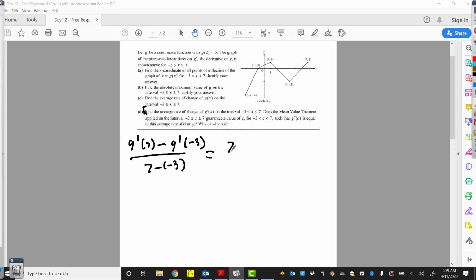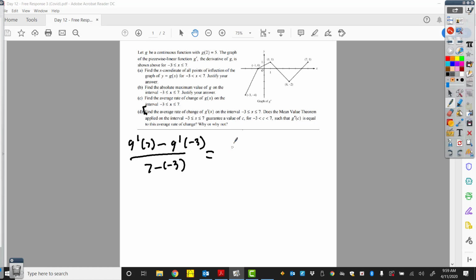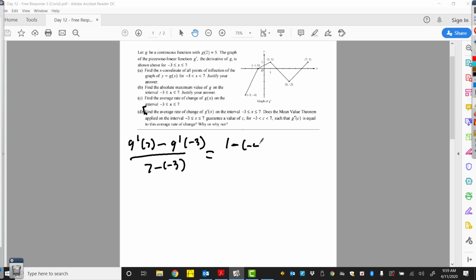All right, so 7 minus -3. We'll set this up to be g prime of 7, which is 1, minus -4 over 7 minus -3. 1 minus -4 gives us 5. 7 minus -3 gives us 10. So 1/2, pretty easy there. But that's not the whole part of the problem. Does the mean value theorem applied over the interval from -3 to 7 guarantee a value c such that the second derivative is equal to the average rate of change? So all that's saying is, does the mean value theorem apply here?